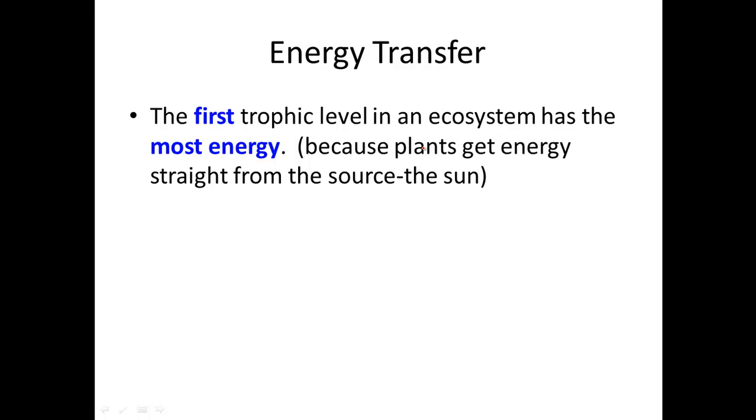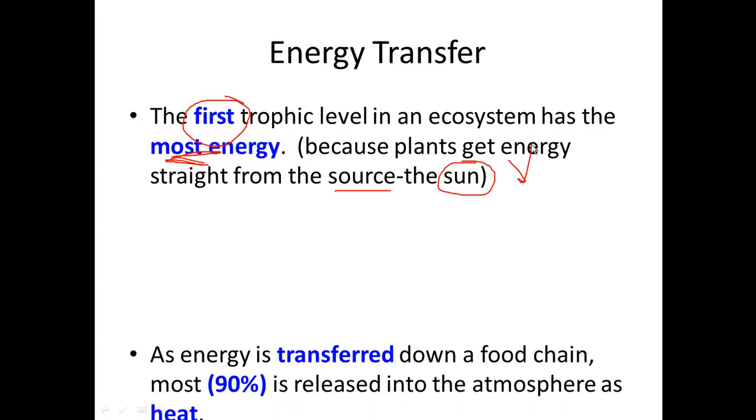Why this is important is because we need to know how we get energy. The first trophic level, which are the producers, are getting the most energy. Why? Why do plants get more energy than us from eating plants? Because plants get energy straight from the source, the sun. Remember, the sun is the ultimate source of energy. So if you're getting energy from the sun, that means you're getting the most energy.